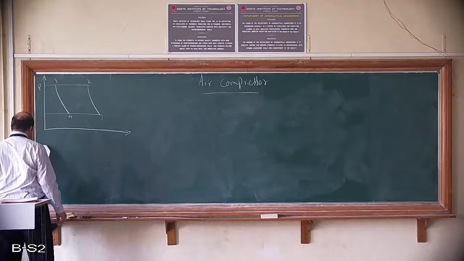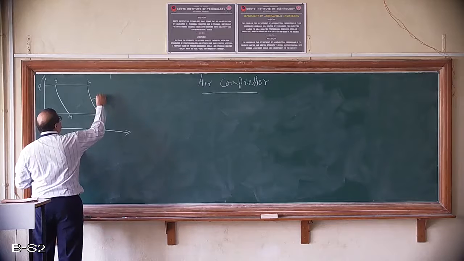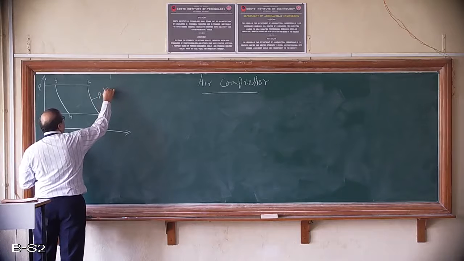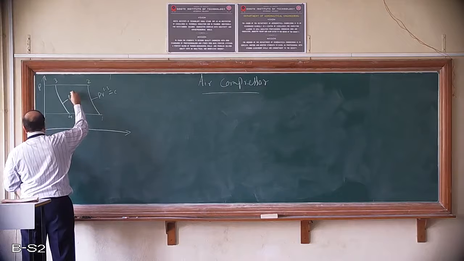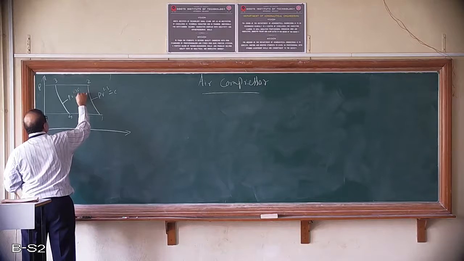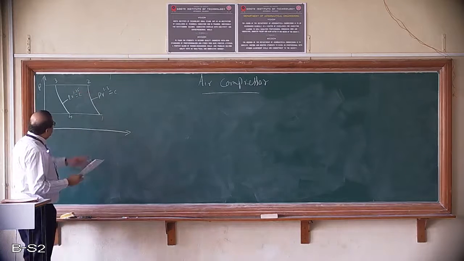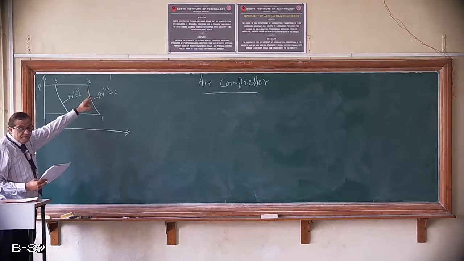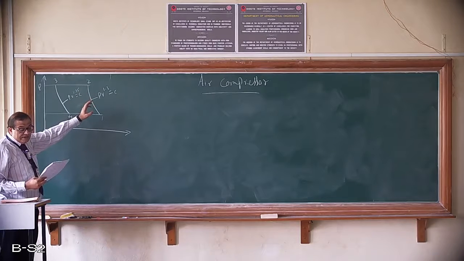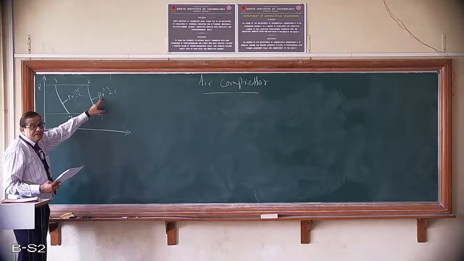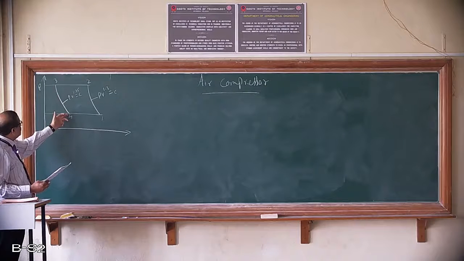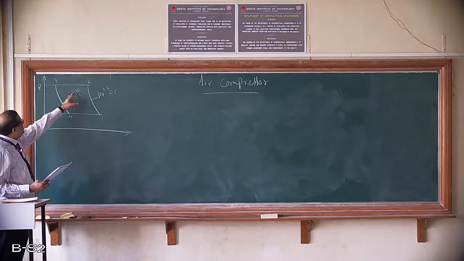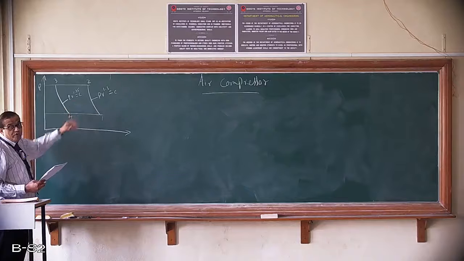Then this is PV to the power of 1.3 is equal to constant, and this is PV to the power of 1.35 is equal to constant. So 1 to 2 is compression. What is given in the problem? The index of compression is 1.3, so n is equal to 1.3 for compression, and this is the re-expansion taking place, PV to the power of 1.35 is equal to constant, that is n is equal to 1.35.